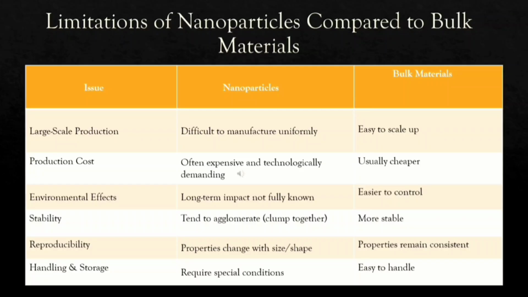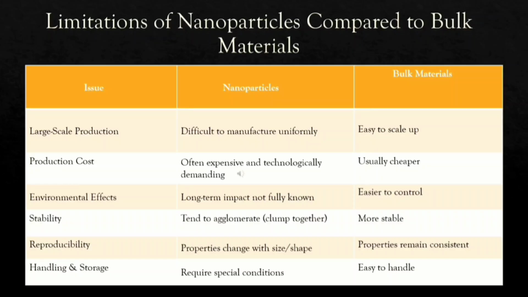Another important issue is environmental effects. The long-term impact of nanoparticles on health and the environment is not fully known, while bulk materials are generally easier to control. In terms of stability, nanoparticles tend to agglomerate, meaning they clump together, which can change their properties. Bulk materials are normally more stable.